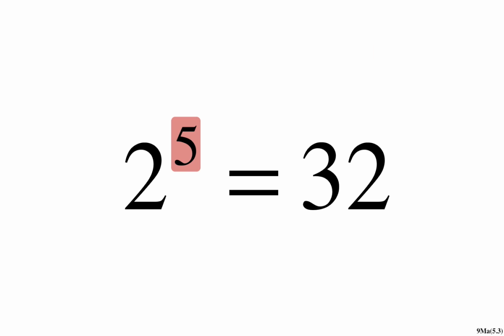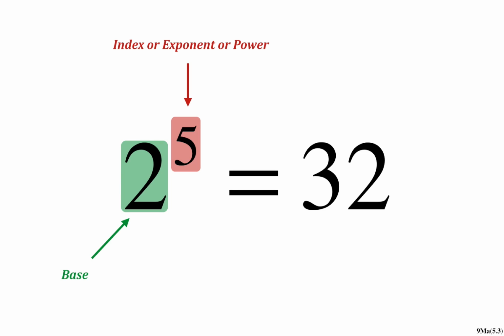So let's just review that. What was the number 5 called? It's called the index or the exponent or the power. But what about the other numbers, the number 2 and the number 32? Well, the number 2, the number underneath the power, is called the base. The base number is the number under the power, and the number on the end, the 32, is the basic numeral or the answer.